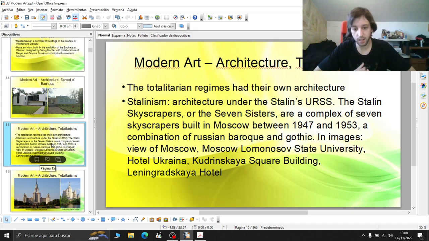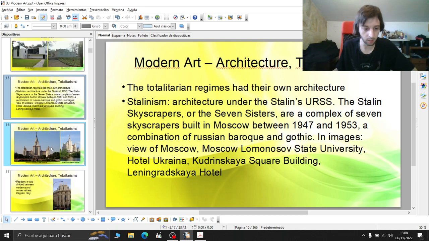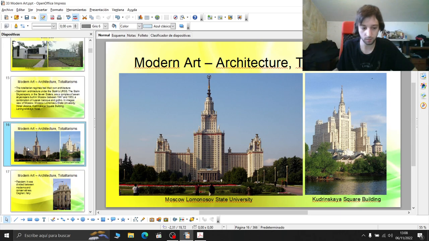Totalitarians. The totalitarian regimes had their own architecture. Stalinist architecture under Stalin's years. The Stalin skyscrapers, or the Seven Sisters, are a complex of seven skyscrapers built in Moscow, a combination of Russian Baroque and Gothic. Here the images, just some examples.